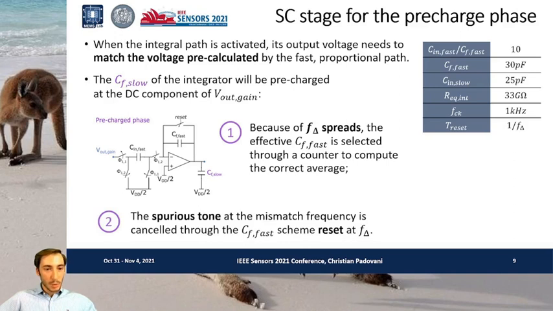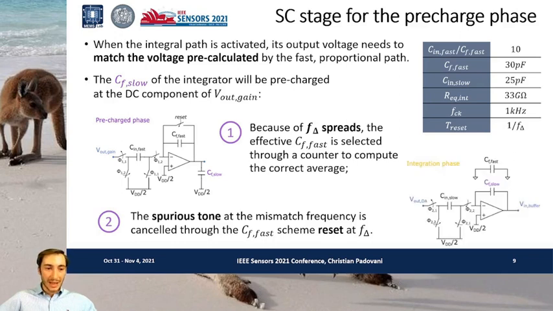The second problem regards the spurious tone, which is superimposed on the output of the proportional type AGC, and in this topology it is cancelled through a reset of the feedback capacitance once every delta frequency, avoiding the continuous integration of the output of the proportional type AGC until the AGC changes mode to the integration phase.